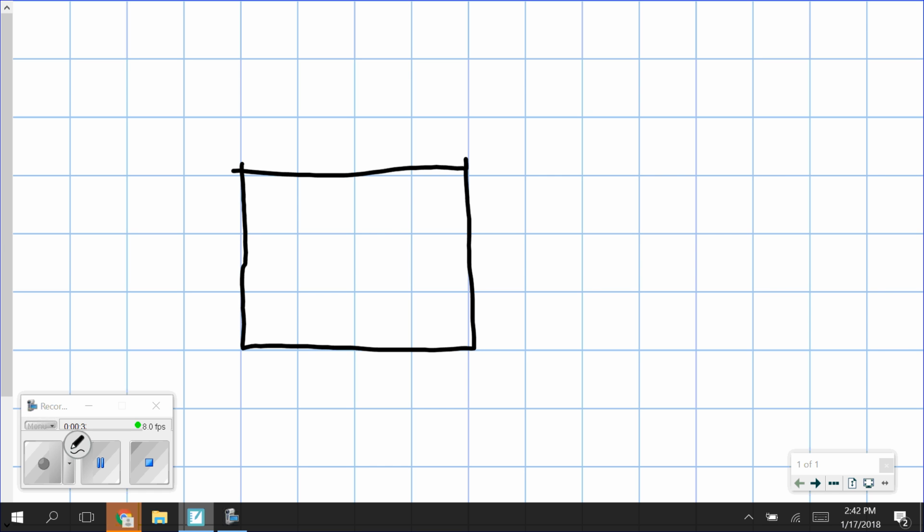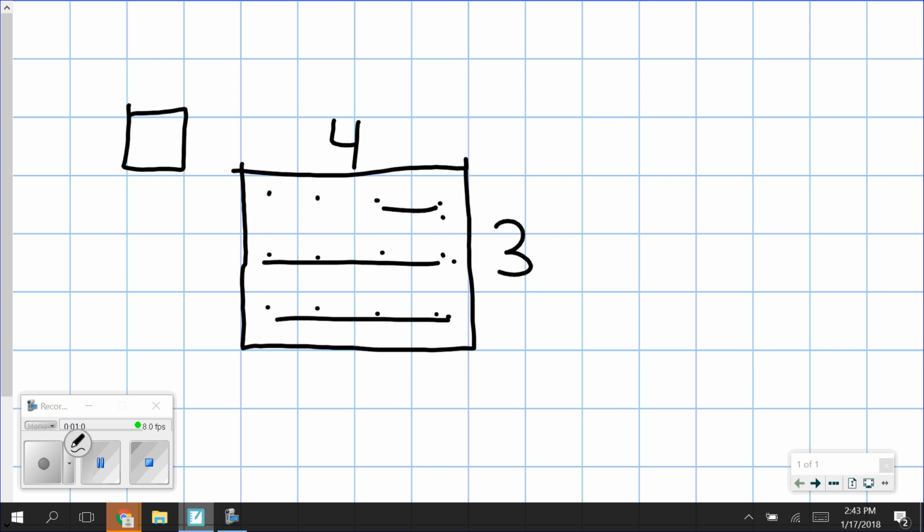So I could count the boxes inside the shape. There's 1, 2, 3, 4, 5, 6, 7, 8, 9, 10, 11, 12 square units if one box is 1 square unit. You may also recognize that this is an array. It's a 4 by 3 array. When you have an array, you can do the number of rows times how many are in each row. So here I could do 3 times 4 equals 12.